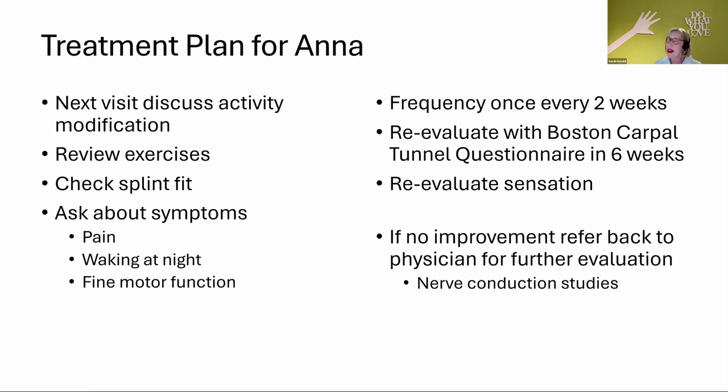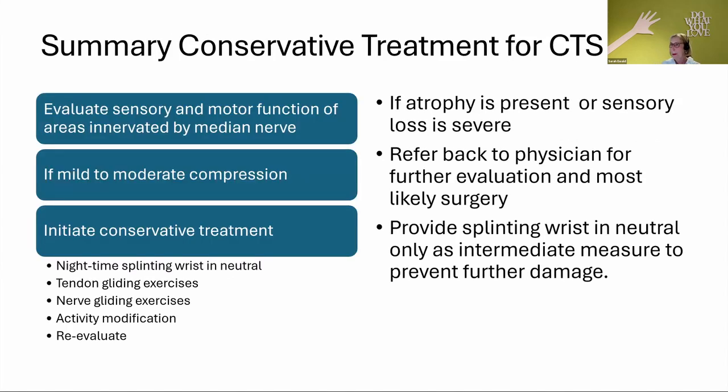Our follow-up will be then when we see Anna back to review her exercises, check the splint fit, ask about symptoms. She doesn't really need to come back more than once every 2 to 3 weeks. We might want to reevaluate with the Boston Carpal Tunnel Questionnaire at 6 weeks. If we see no improvement at 6 weeks at all, then we probably would want to refer back to the physician for further evaluation, for instance, nerve conduction studies.